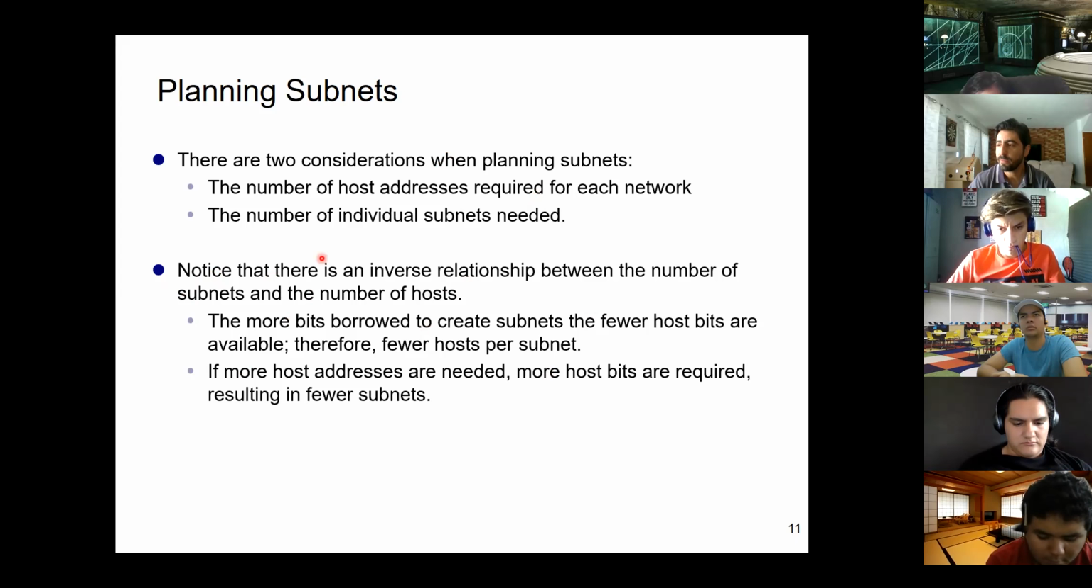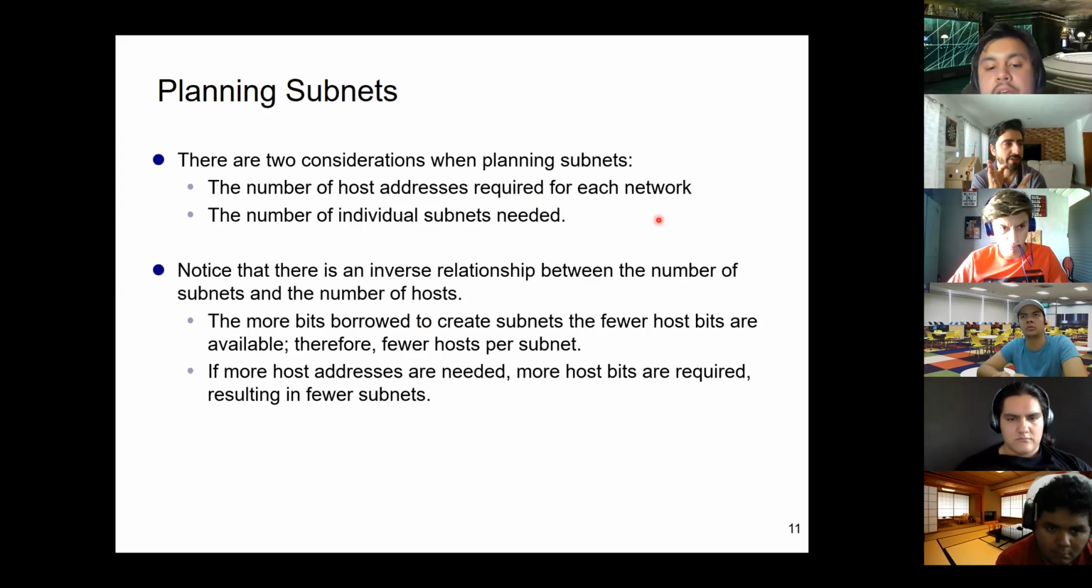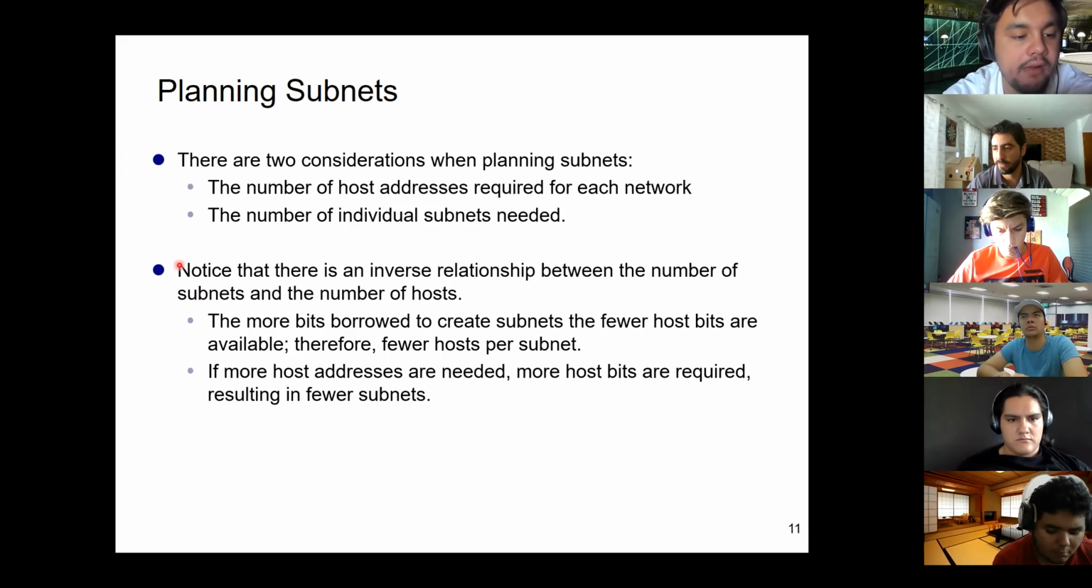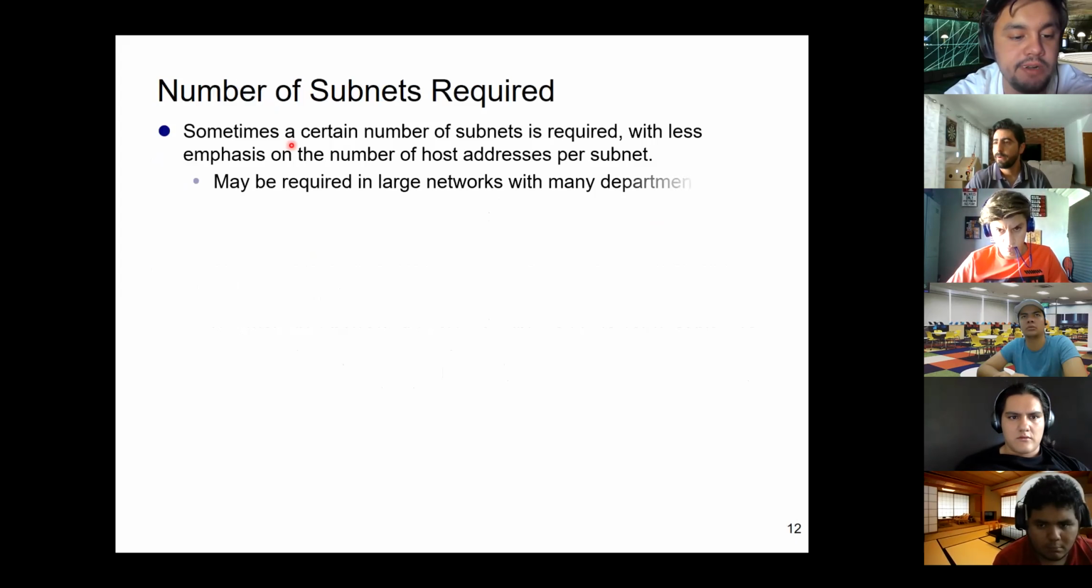Another point you have to remember: there is an inverse relationship between the number of subnets and the number of hosts, because the more bits you assign to your subnets, the fewer bits are left for your host part. It means the more subnets you have, the fewer hosts you can have. The fewer subnets, the bigger host number you can have, because there are certain limits. Basically, you're moving between these two. More subnets means fewer hosts, fewer subnets means a higher number of hosts. So there is this inverse relationship between these two.